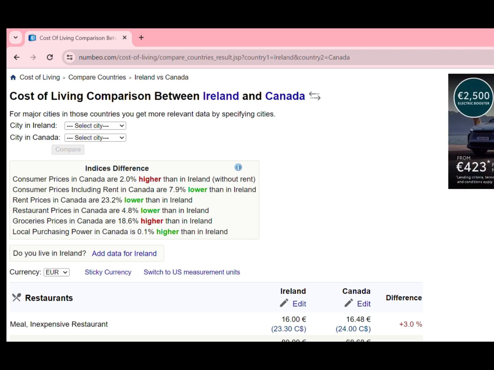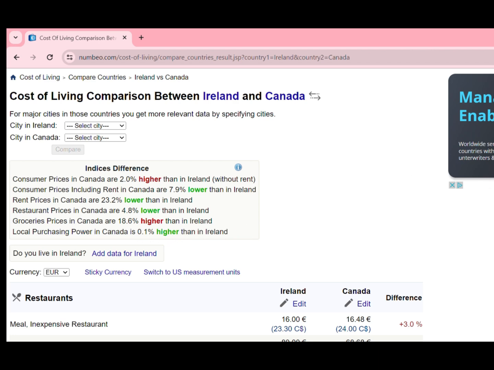Okay, so it says consumer prices in Canada are 2.0% higher than in Ireland without rent, and then consumer prices including rent in Canada are 7.9% lower than in Ireland, and then rent prices in Canada are 3.2% lower than in Ireland. Restaurant prices in Canada are 4.8% lower than in Ireland, and then grocery prices in Canada are 18.6% higher than in Ireland. Local purchasing power in Canada is 0.1% higher than in Ireland.